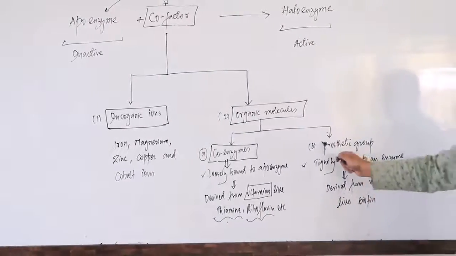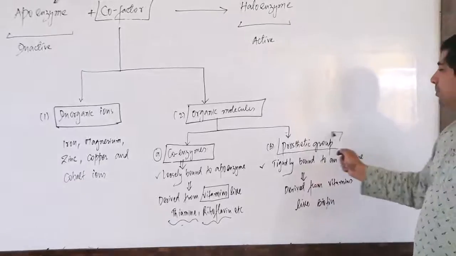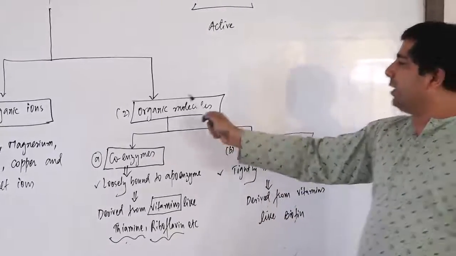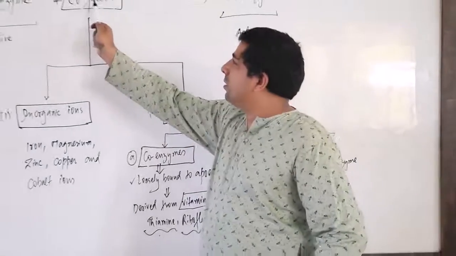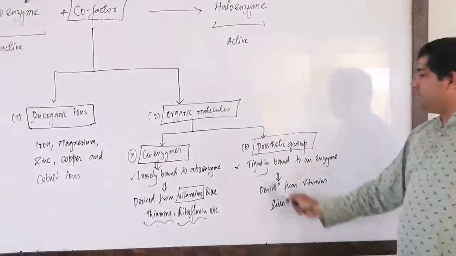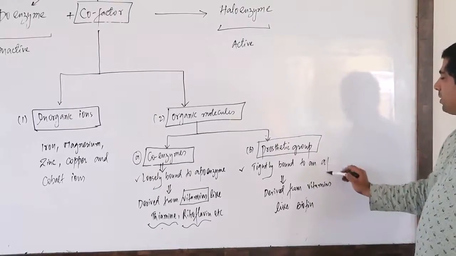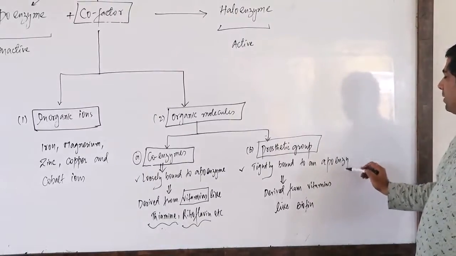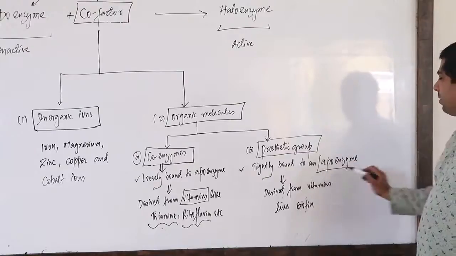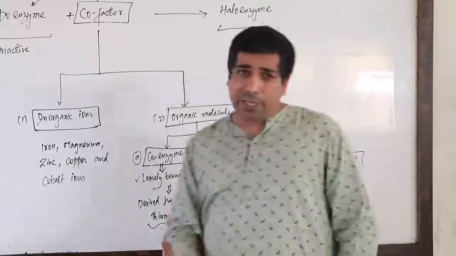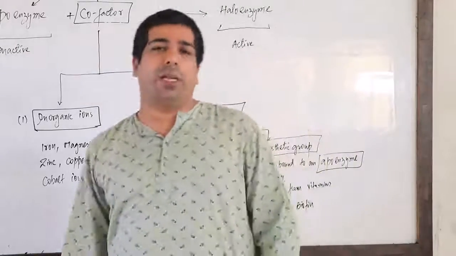Now we have another one called the prosthetic group. It is nothing but again an organic molecule, or we can say it's again a cofactor. But here it is tightly bound to an enzyme. Which enzyme is tightly bound? It's tightly bound to an apoenzyme. And here this tight bonding or tight arrangement will be mainly because of covalent bonds.